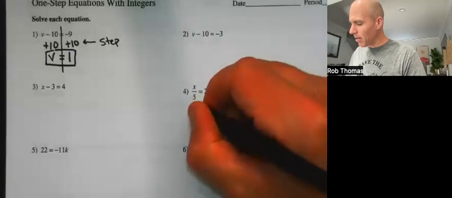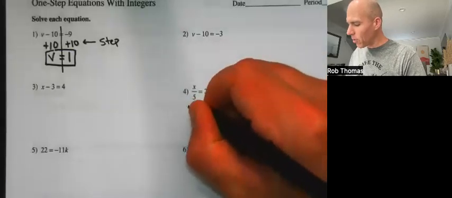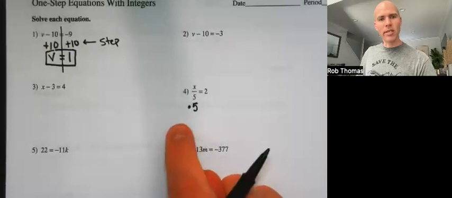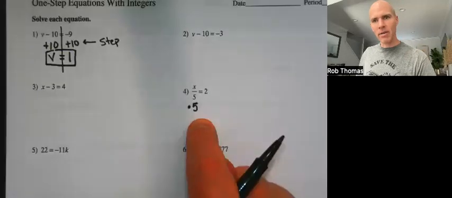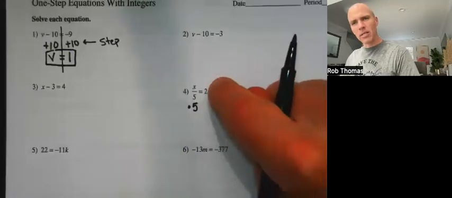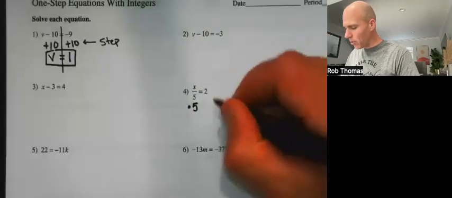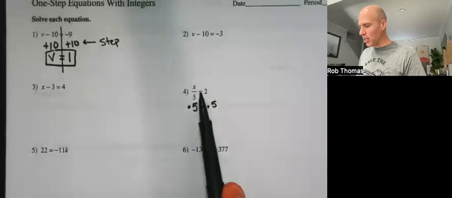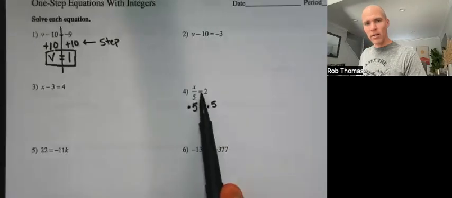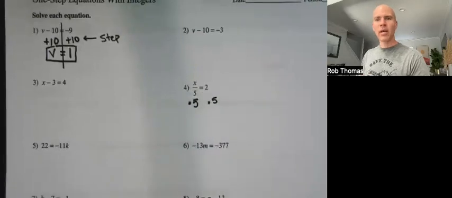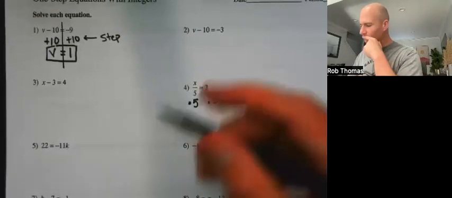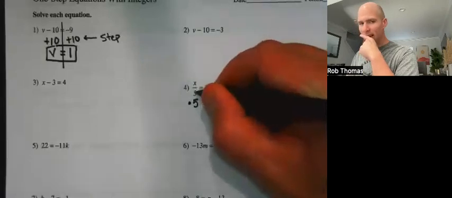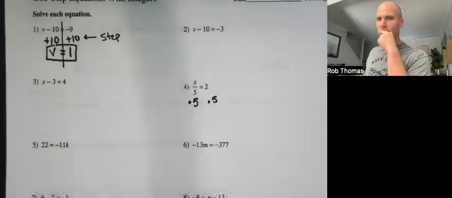That means if we take both sides of this equation and times it by 5, so I'm using this dot 5 to mean times 5, then I have to do the same thing to the other side of the equation, 2 times 5. And when I say other side of the equation, I mean, look, one of those is on this side of the equal sign, and the other one is on this side of the equal sign.